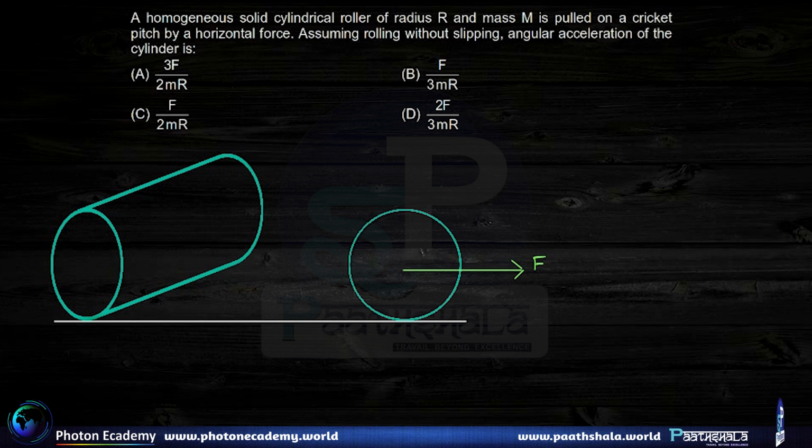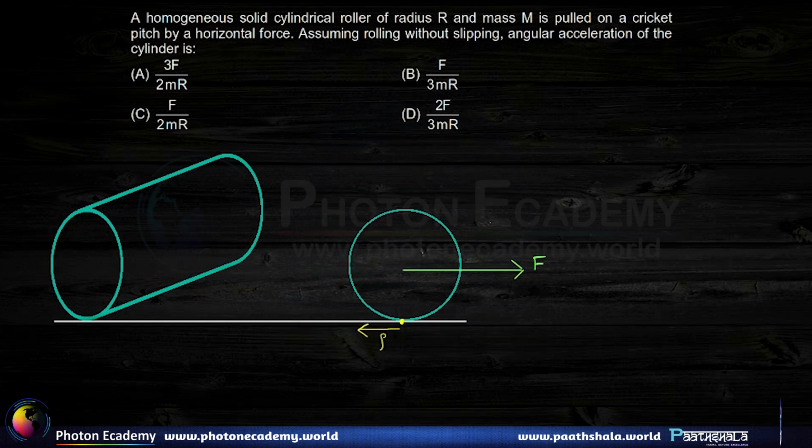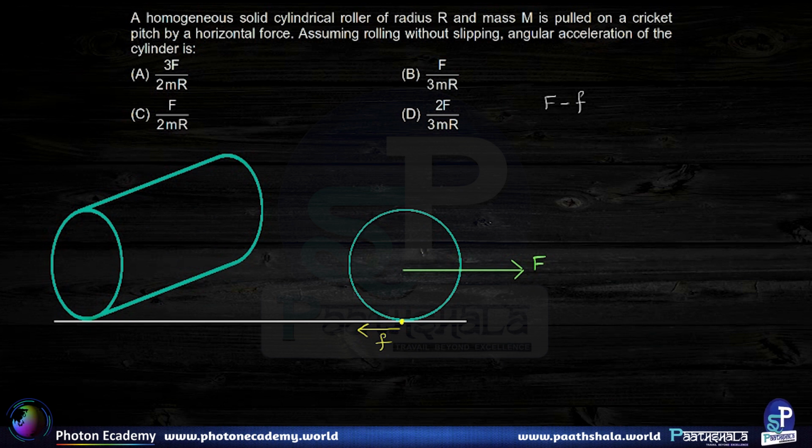Now the friction force is going to, let us say, act in the backward direction. If we are wrongly assuming the direction of friction, then automatically we'll get corrected and we'll get the value of friction to be negative when we solve this question. We can write down the Newtonian force equation as F minus f is equal to ma. So this is our equation number 1, let's say.